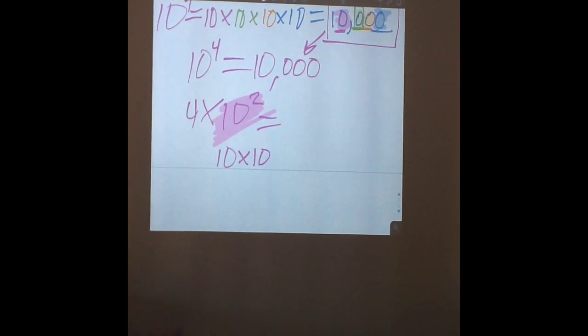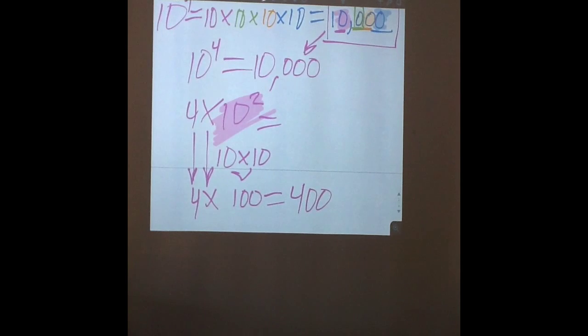Okay, so 10 times 10 is what? We already know that one. It's 100. And then we do what? We're going to bring down our multiplication sign, and we're going to bring down the 4, right? So 4 times 100 would be 400. And that's the way we would write out that problem.